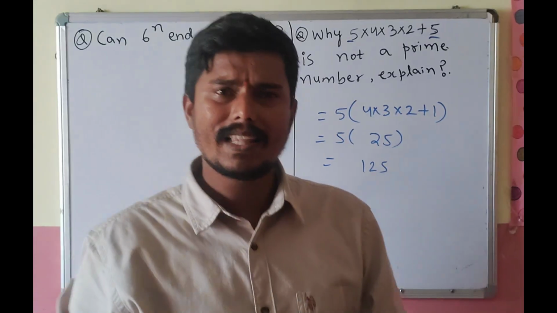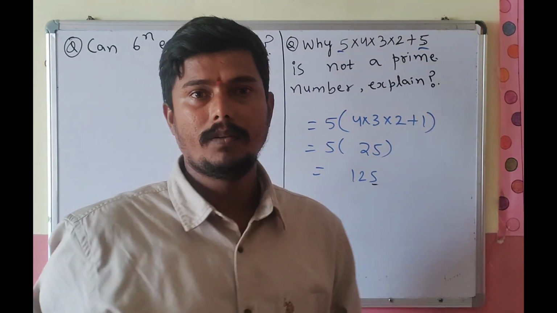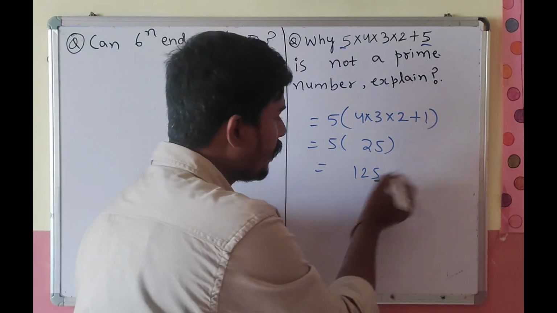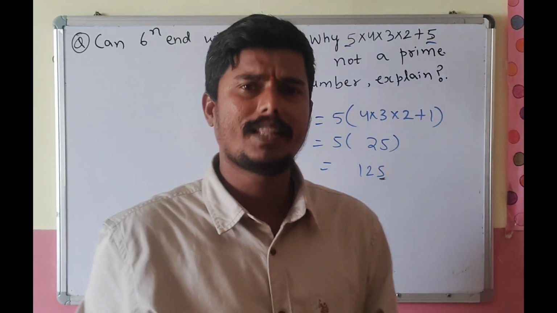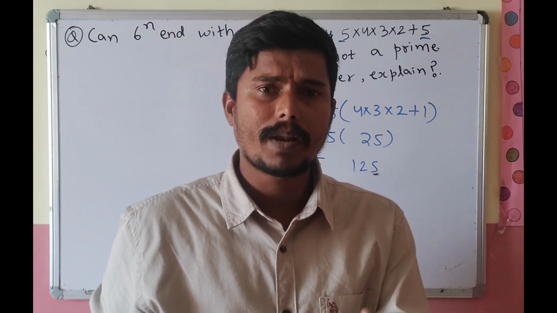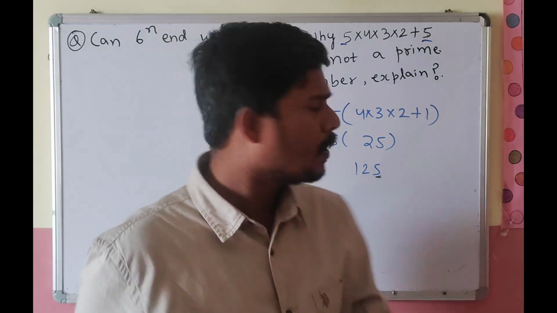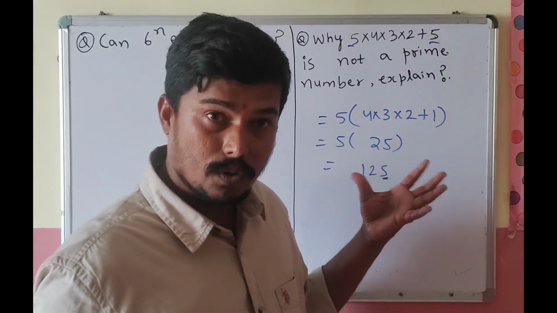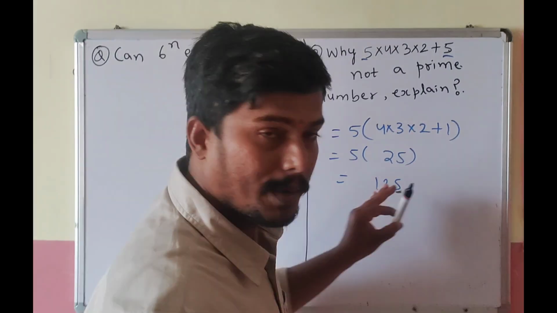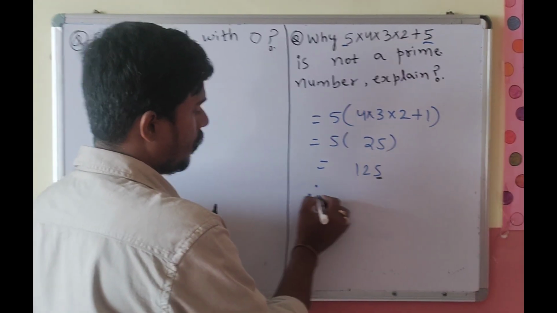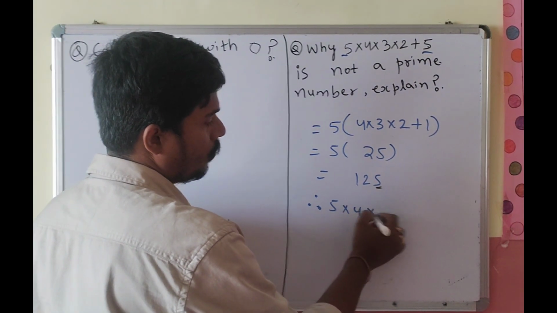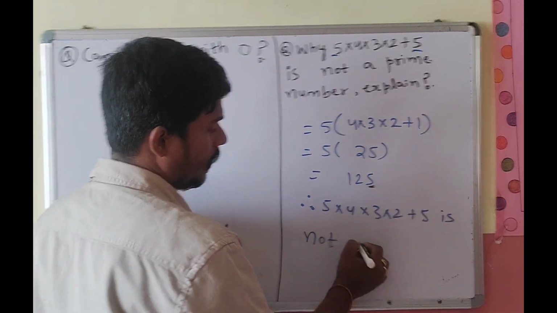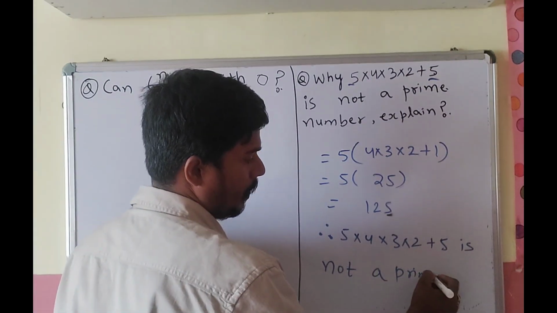Now if you tell about the factors of 125, what are they? Without doing anything, I can tell 3 factors. As the ones place of 125 is 5, 5 is a factor. So how many factors did I tell without doing anything? 3 factors. A prime should have only 2 factors, 1 and the number itself. But it has 1, the number itself, and 5. If you find other factors also, you will get them. So this is very clearly not a prime. Therefore 5 into 4 into 3 into 2 plus 5 is not a prime number.